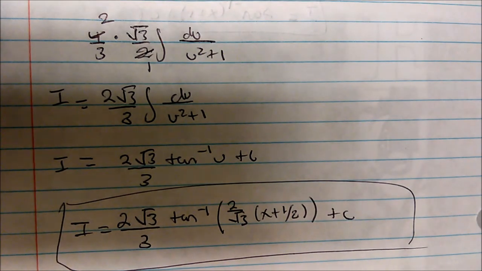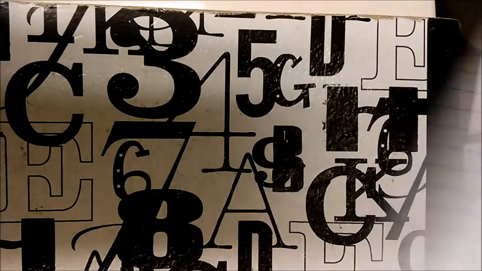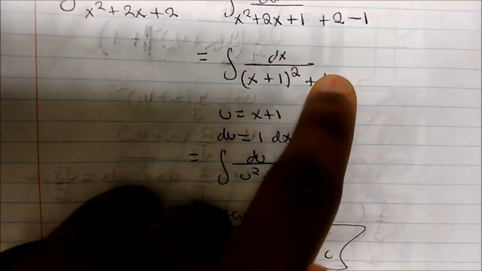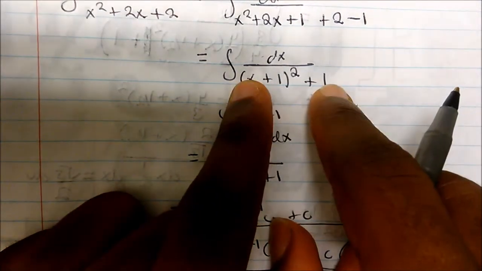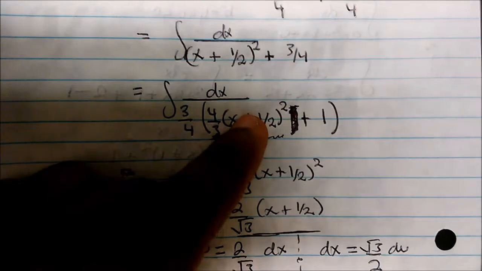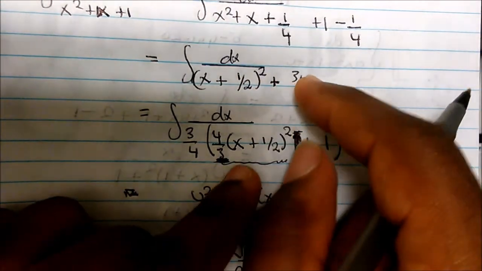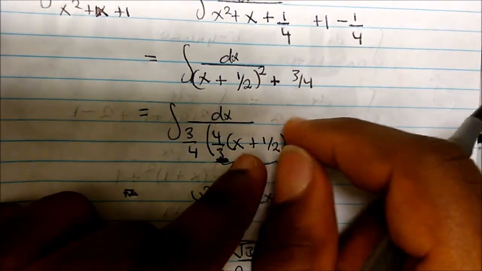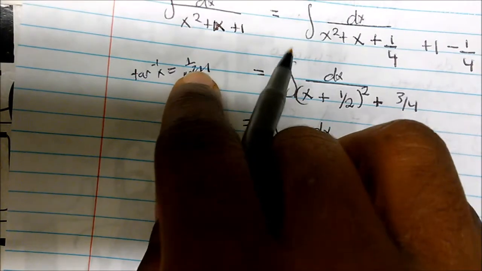But the general procedure, let me point out some differences here. Notice that in the previous case, this was 1, so we did not have to factor anything out. In this case, however, when we got to this part here, this was a 3/4. The idea is that the antiderivative of tangent inverse maps to 1 over u squared plus 1. So that's the general form.